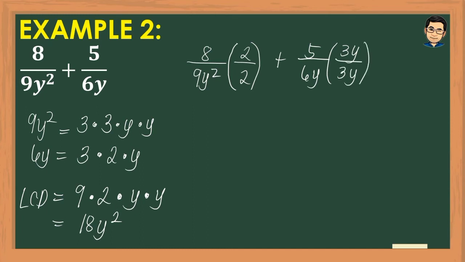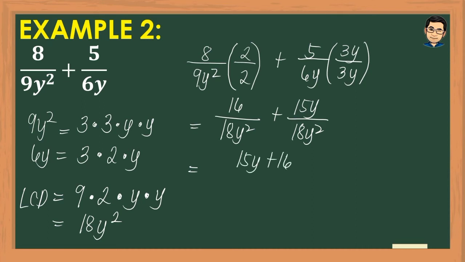Okay, next. 8 times 2, that is 16 over 18y squared plus 5 times 3y, that is 15y over 6y times 3y, that is 18y squared. And then, combine natin sila kasi similar na sila. So, 16 plus 15y, susulat siya as 15y plus 16. So, kapag sinusulat po natin yung constant term, yung walang variable, laging nasa huli. Then, over 18y squared. So, this will be our final answer.